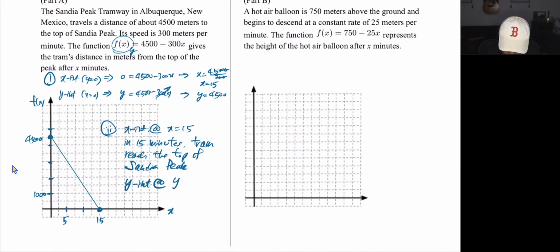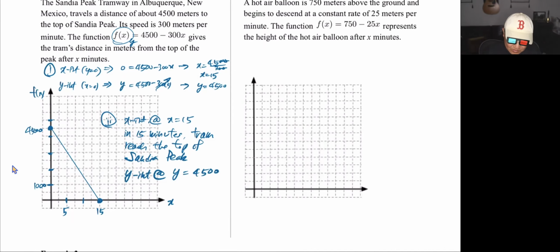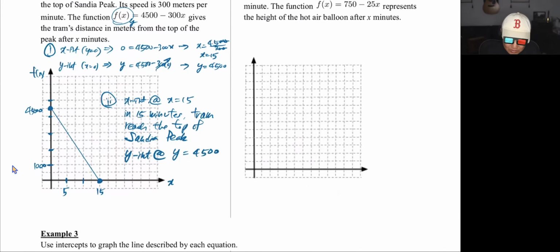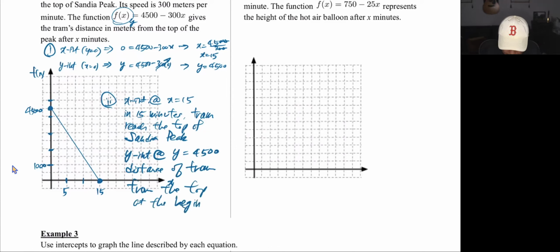Okay, so now what is the y-intercept? The y-intercept is y equal to 4,500, right? That's when time is equal to 0, which is what, guys? That's at the beginning, right? So that just tells you the distance of the tram from the top at the beginning, which is 4,500 meters away. Sounds good? All right, guys.